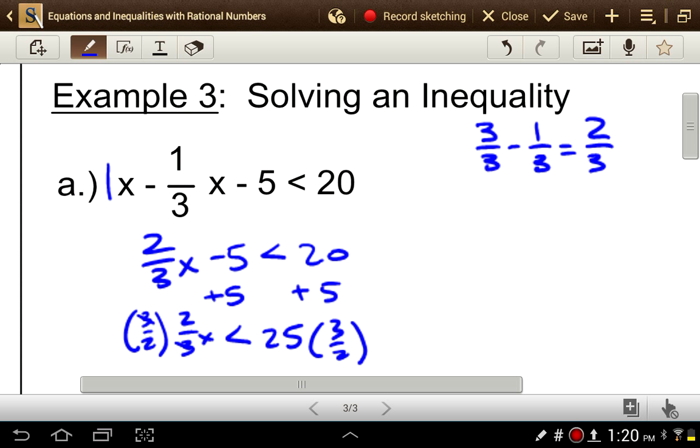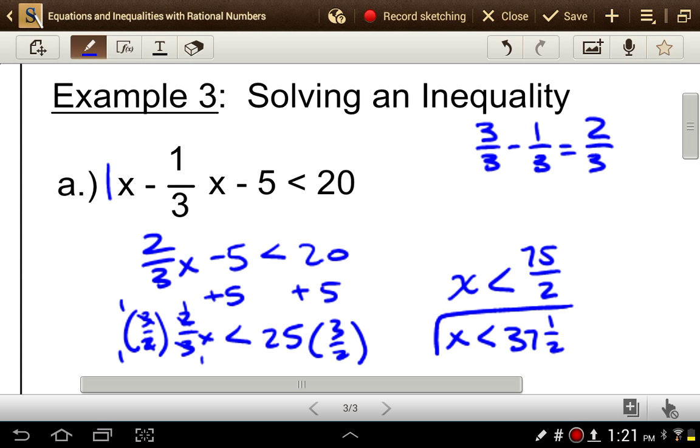Okay, those are going to cross out and become 1s. So I'm left with x is less than, there's no negative. Remember, if you divide or multiply both sides by a negative, it switches it. I'm left with x is less than, and this cannot cross cancel, so it's going to be 75 halves, which is going to turn into x is less than 37 1/2. And that is my final answer.